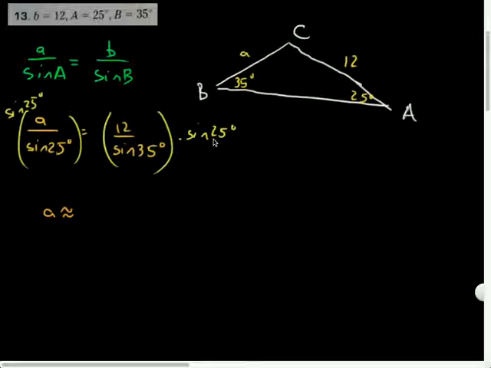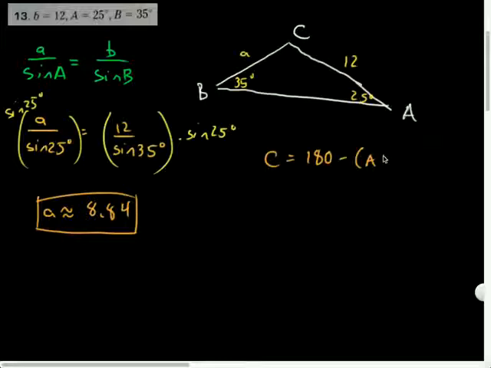So let's plug this in. Sine of 25 divided by sine 35. And I get a is about 8.84. Okay? So there's the value for a. Now they wanted to solve the entire triangle, so I'm going to have to also find big C and little c. As I said a moment ago, big C I can find. That's the next thing I could do, doing 180 minus A plus B, the angles there specifically.